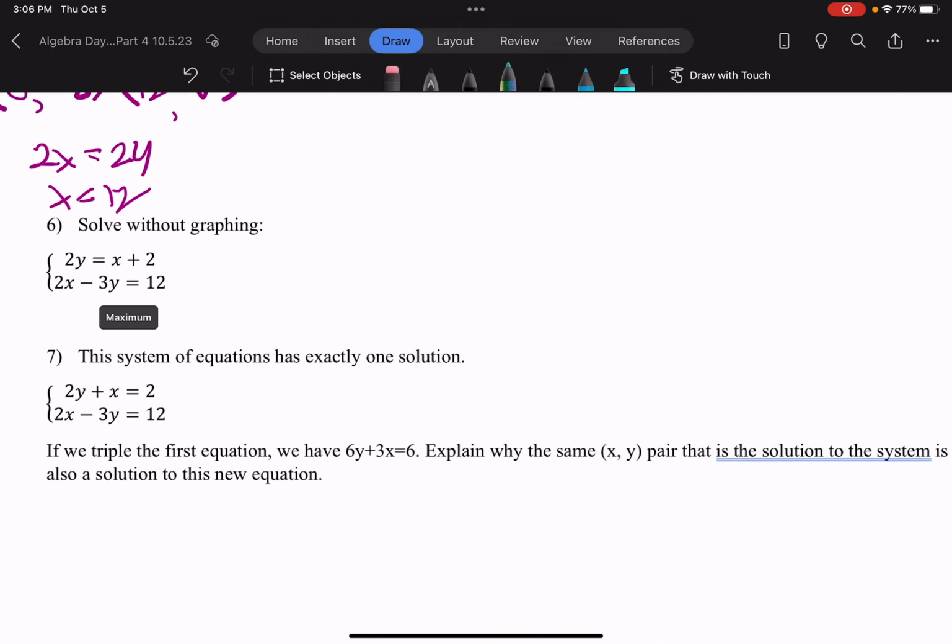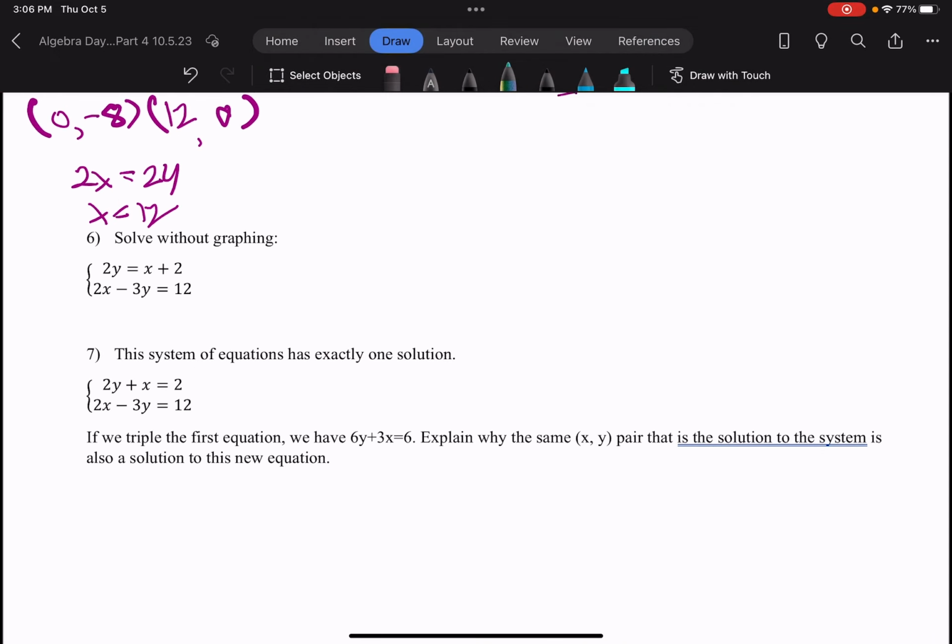But solve without graphing. So two ways that we can do this. I'm going to put it over here. 2y equals x plus 2 and 2x minus 3y equals 12. So the one way that I can do it is I can do substitution. And I'm looking for the easiest thing to solve for, which is x.